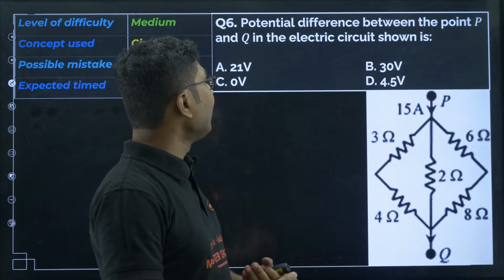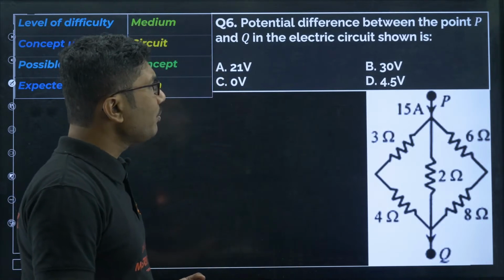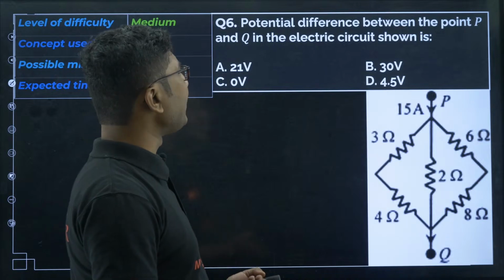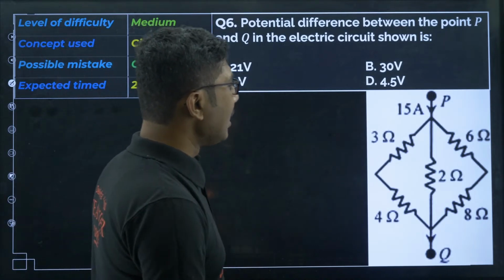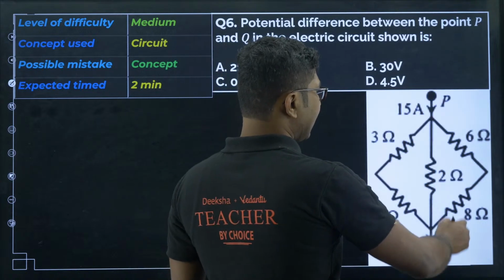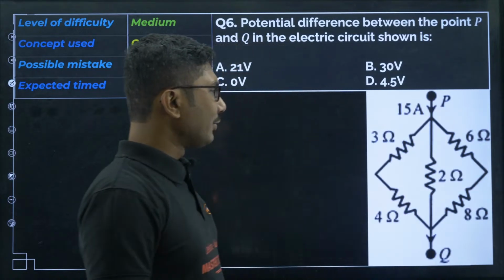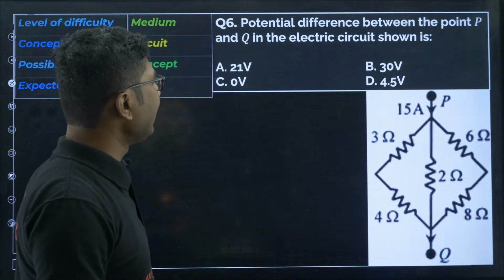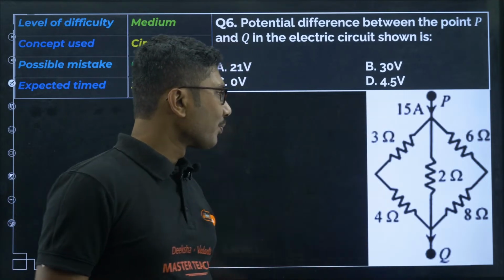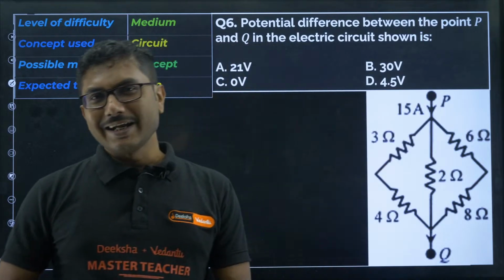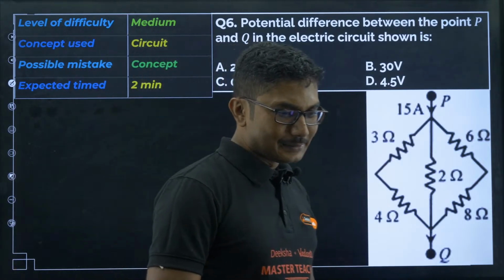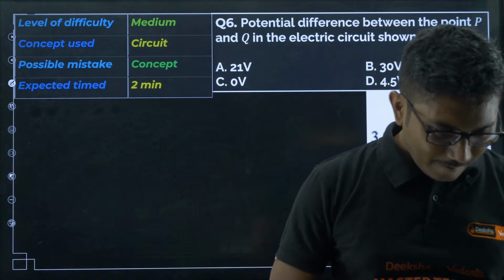Now let's move on to the next question. Potential difference between the point P and Q in the electric circuit shown is. So we have a given circuit diagram. What is the potential difference between P and Q? Any similarity with any known circuit? Any similarity?